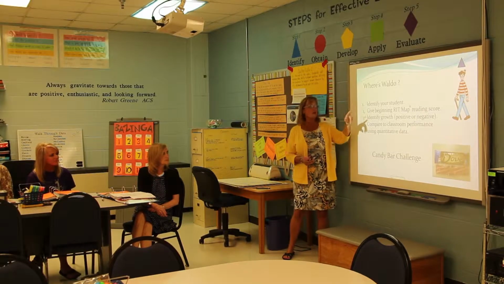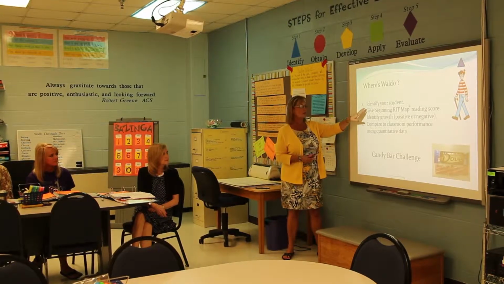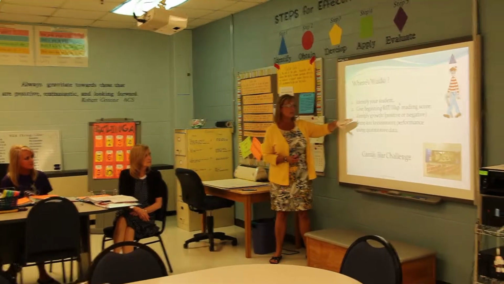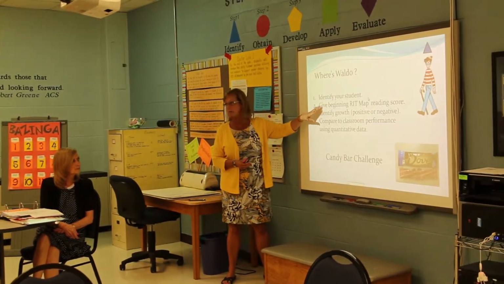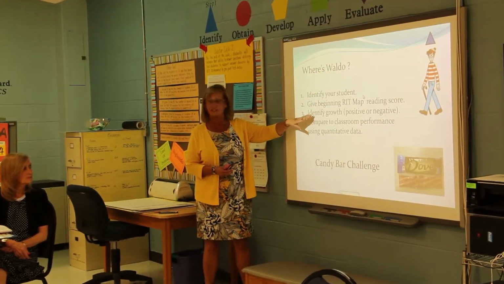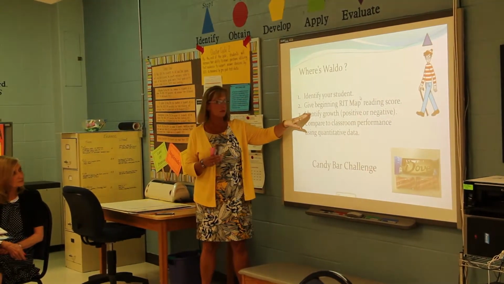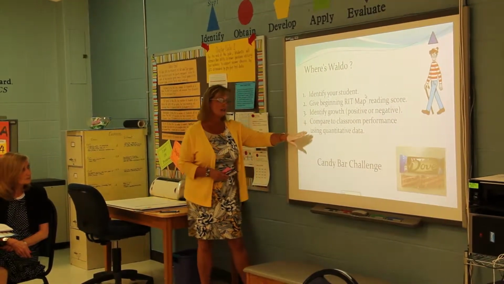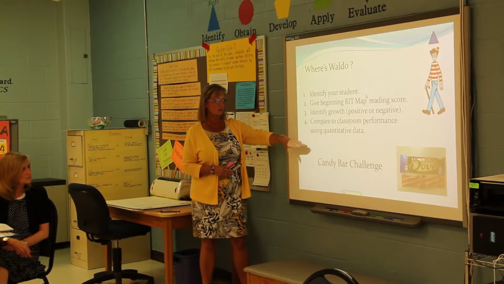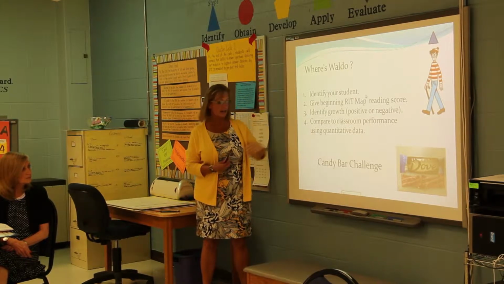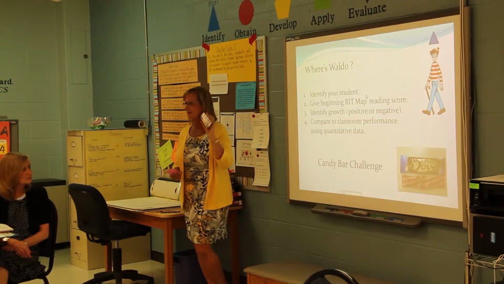Where's Waldo? Remember that when we do Where's Waldo, we first identify our student, then we give the beginning RIT map reading score, and we identify whether the growth has been positive or negative and try to figure out why, and we compare that to our classroom performance using quantitative data. And remember, it's for the candy bar.